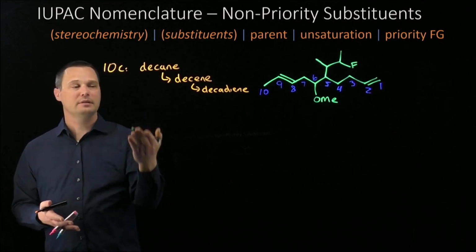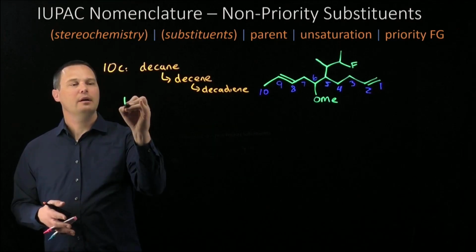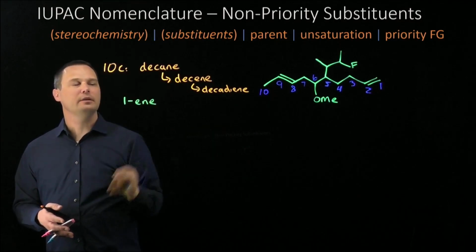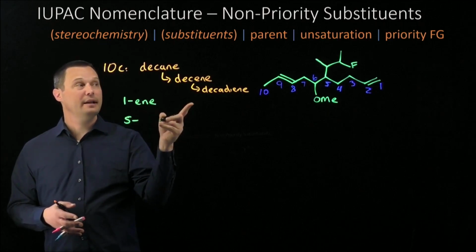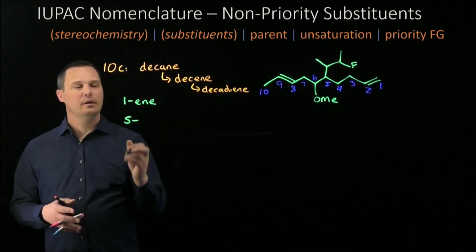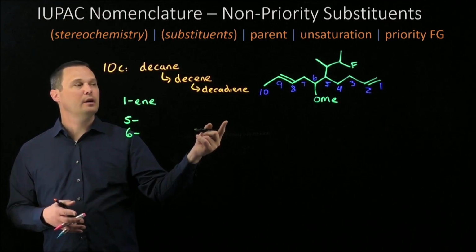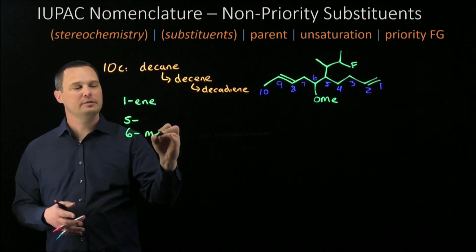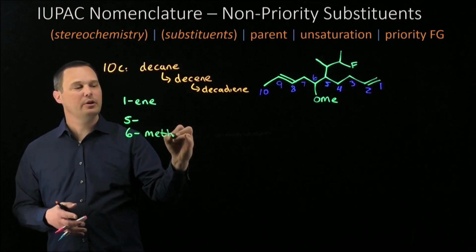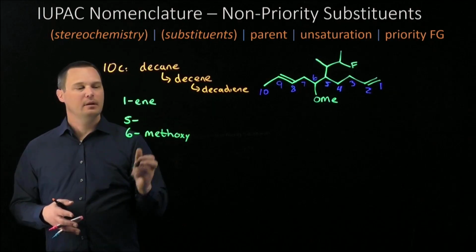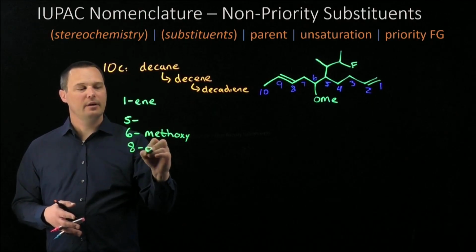Our next step is to list the substituents and their location numbers. At carbon 1, we have the first alkene. At carbon 5, we have a complex substituent, and we'll come back to that one in a second. At carbon 6, we have an ether. The Me stands for methyl. That's one carbon on the other side of the oxygen. So our one carbon syllable is meth, and to make sure that we know that it's an ether, we say methoxy. And at carbon 8, we have the other alkene.